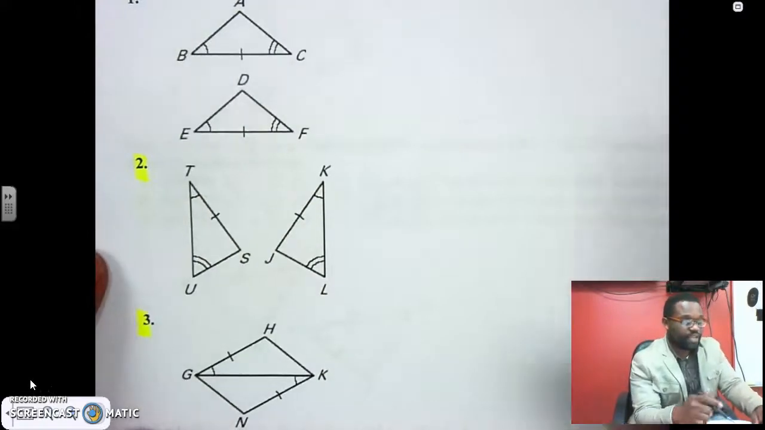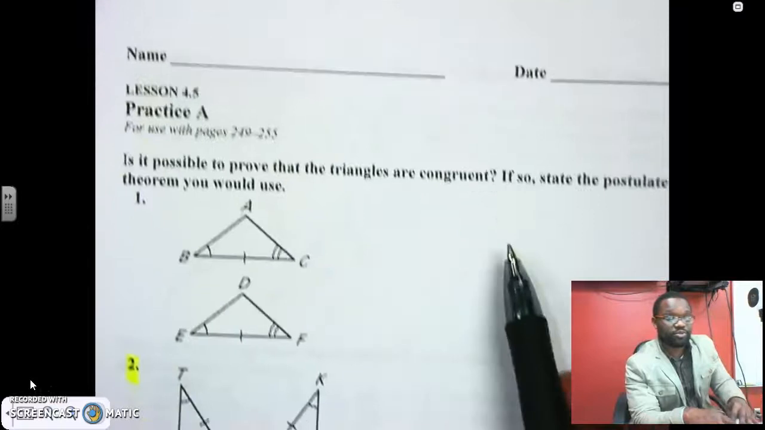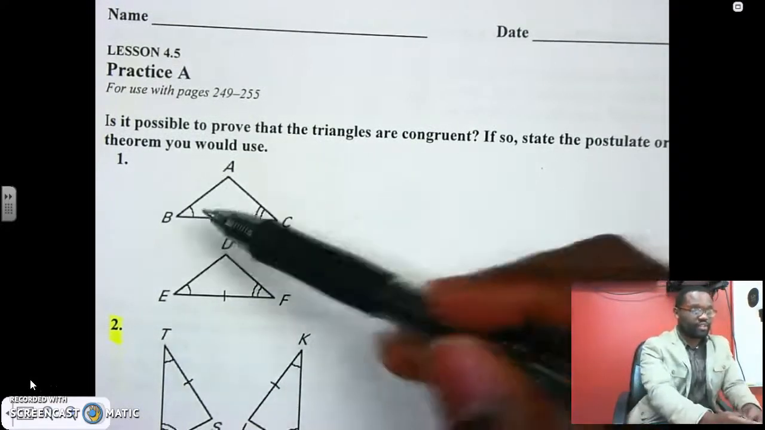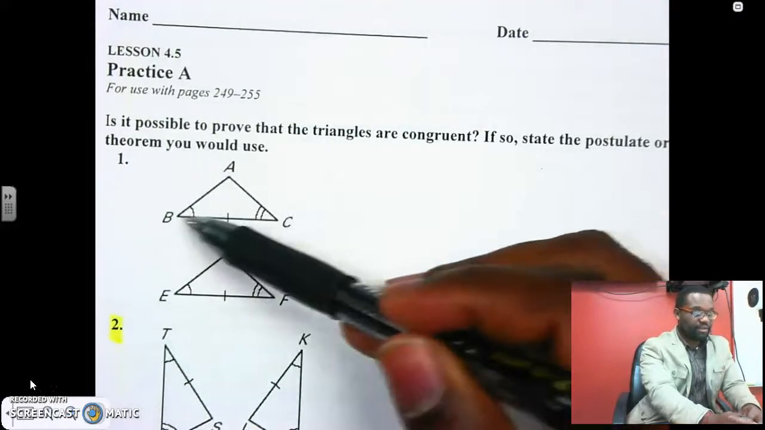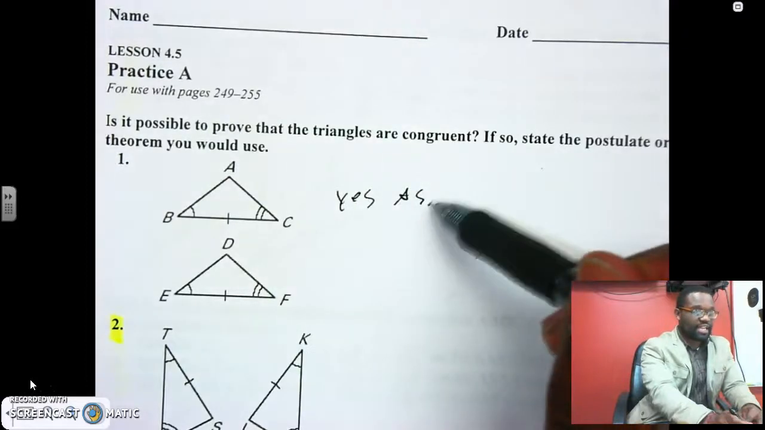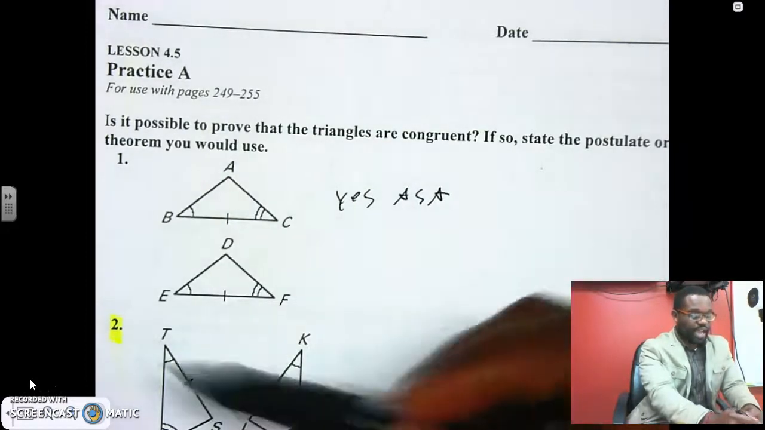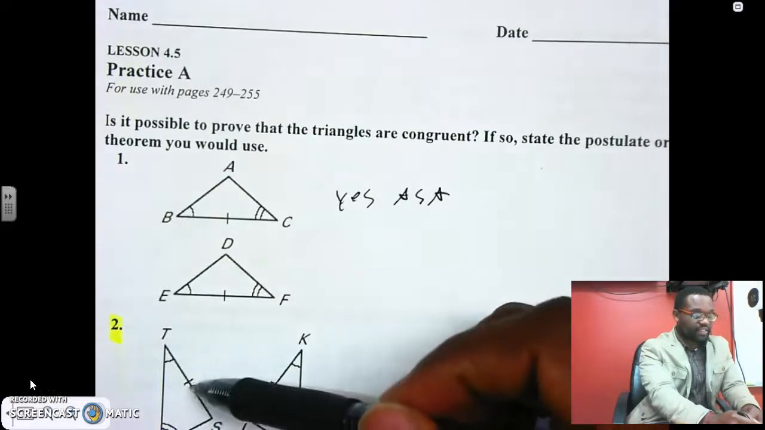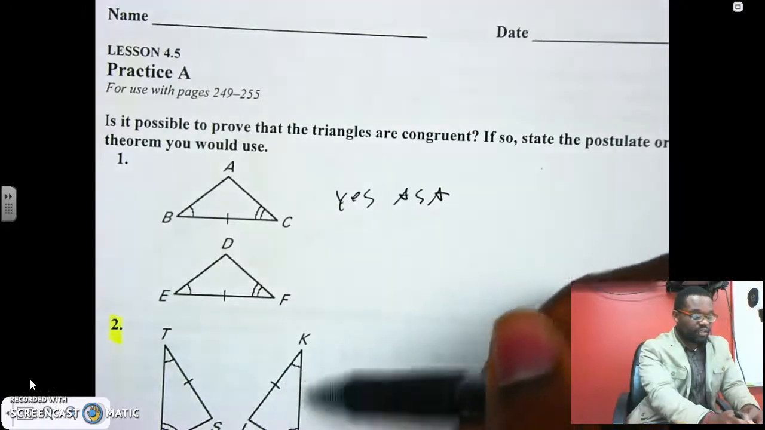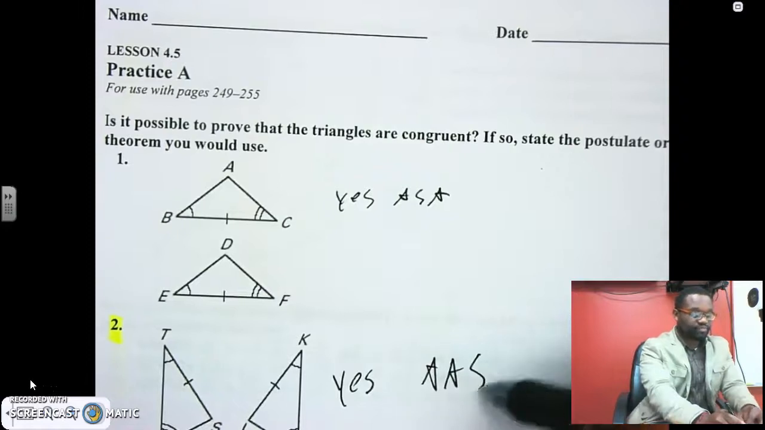Let's keep going. Is it possible to prove that the triangles are congruent? If so, state the postulate or theorem you would use. You have an angle, side, and an angle sandwiched in between. Angle, side, angle. So yes, and it's angle, side, angle for both of those. You see that? I have two angles and a side. You see how the side is not in between the two angles? This one is yes, and it's angle, angle, side.